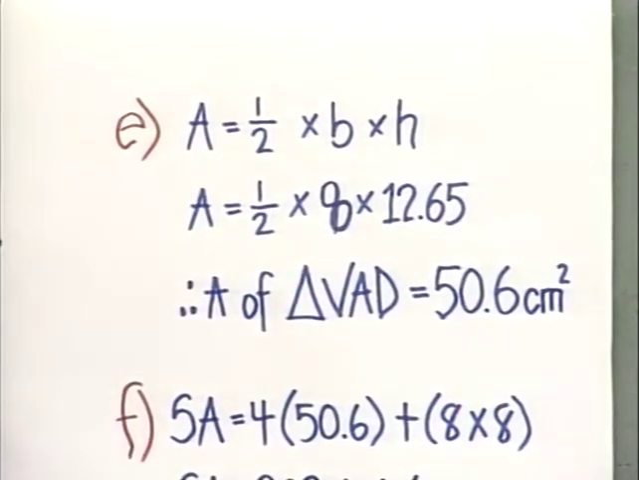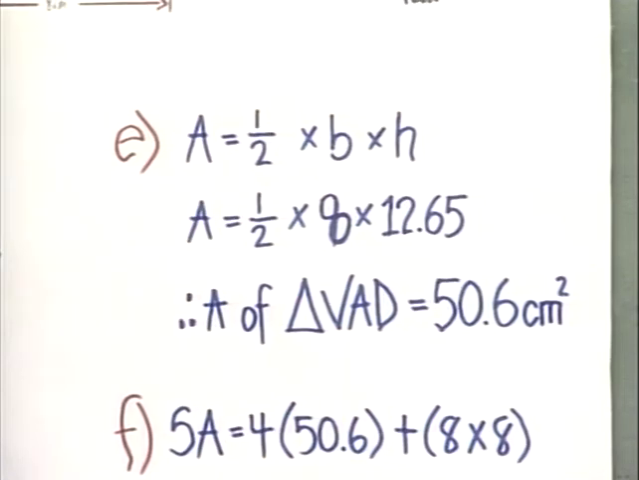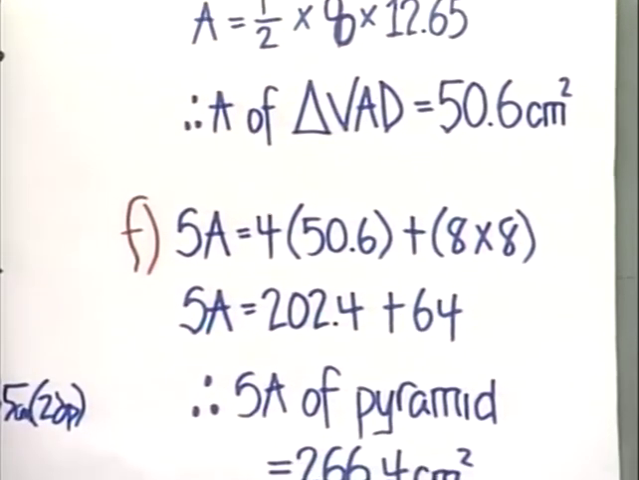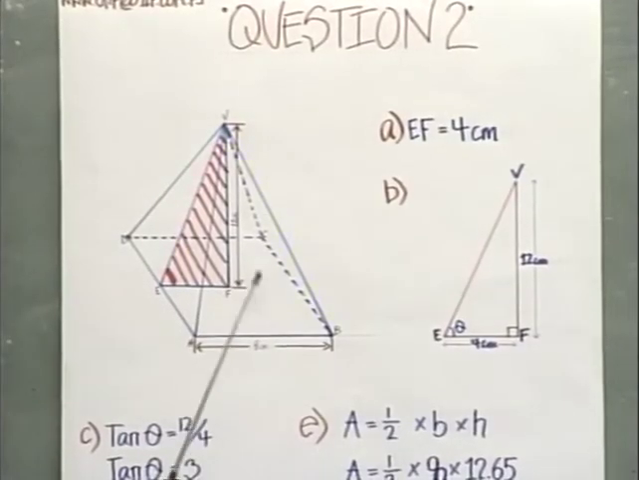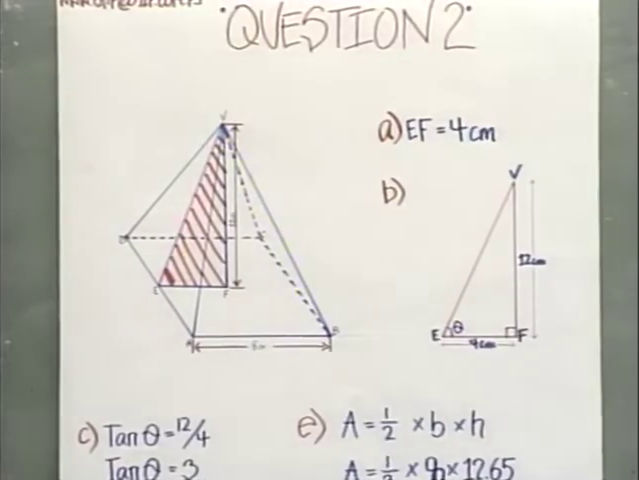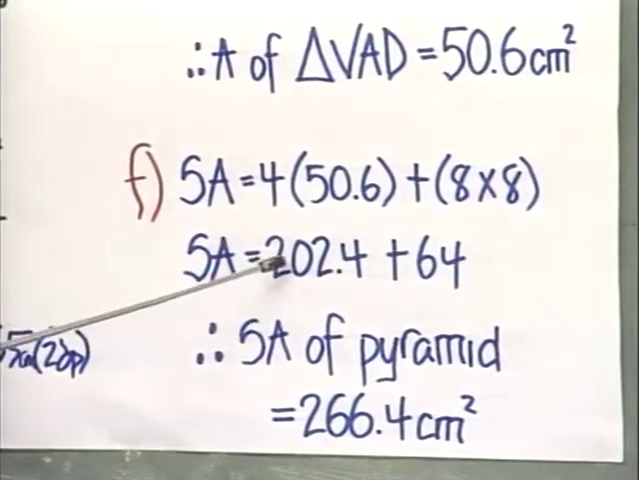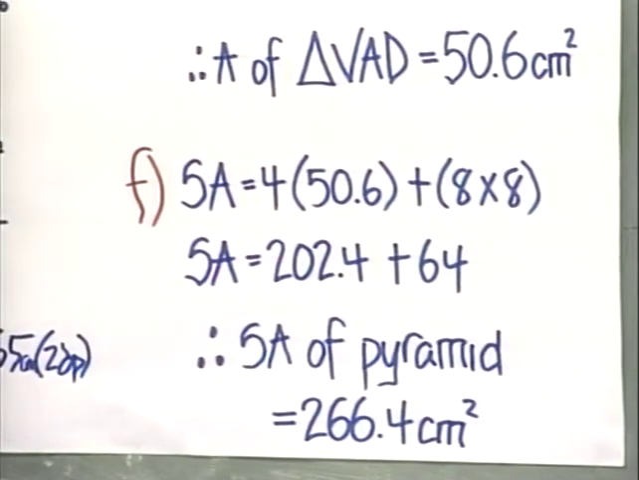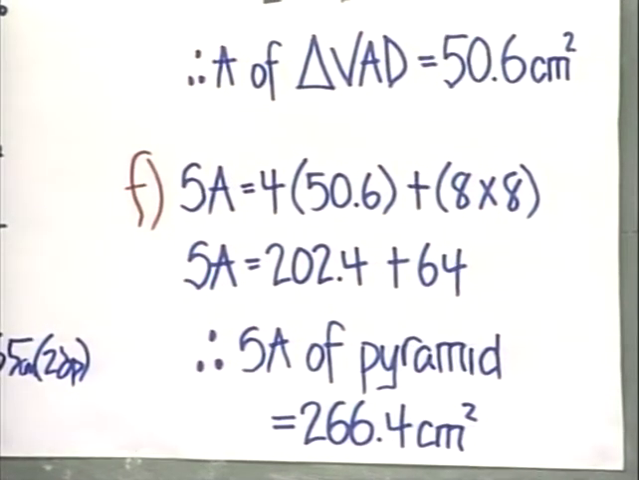And the total question, the complete surface area of the pyramid, is 4 times 50.6 because of the 4 triangle surface areas, plus the base area, which is 8 times 8. It equals 202.4 plus 64. Total surface area of the pyramid is 266.4 square centimeters.